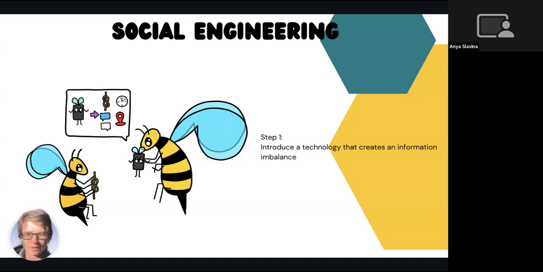And the way that it works through technology, it's a very useful and common vehicle for introducing social engineering into a population. The key is to create an information imbalance between the people who are introducing the technology and the people who are expected to adopt the technology, use the technology, but not actually develop or produce the technology themselves. So someone comes in with a brand new technology and they present it like, hey, this is going to revolutionize the way that you do A, B, C, and D.